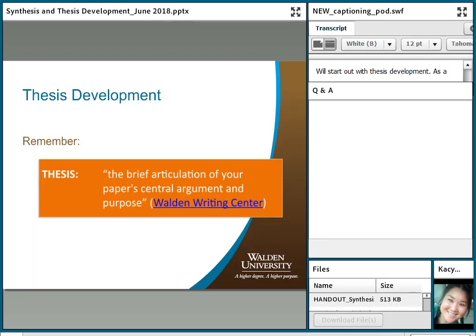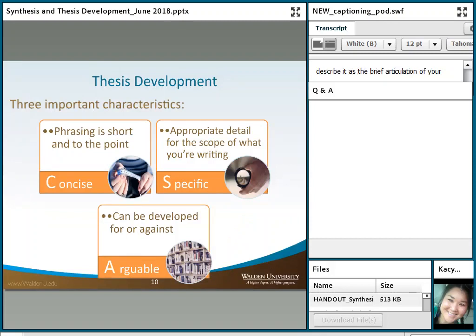So we're going to start out with thesis development. And just as a quick reminder, we define a thesis, and we call it thesis statement, purpose statement, argumentative statement, but we describe it as the brief articulation of your paper's central argument and purpose. So that's what the Walden Writing Center is defining it as.